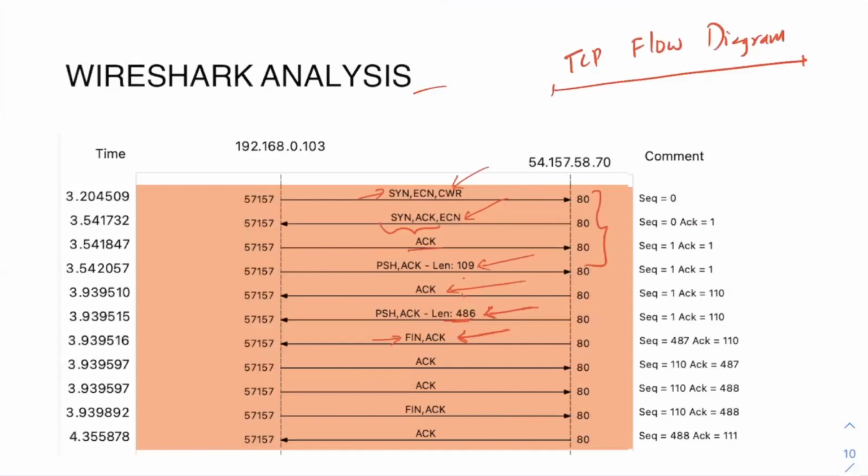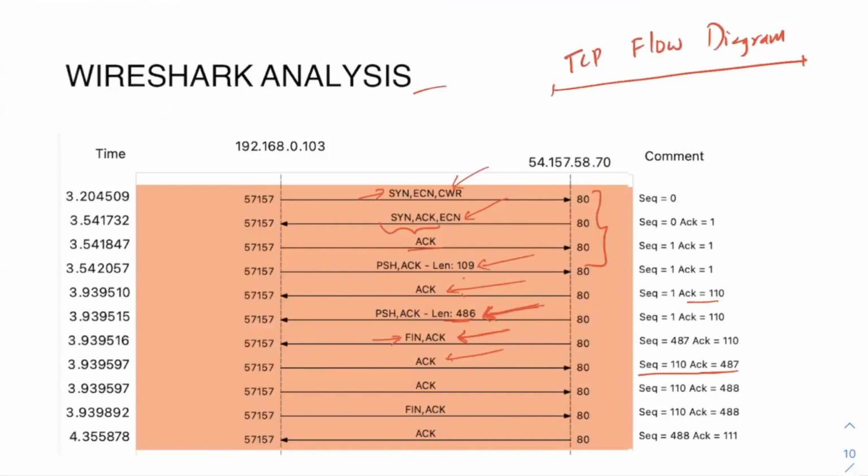Now in the next step, the client is acknowledging, but what is it acknowledging? Is it acknowledging the FIN request or the data it has received? If you look at the acknowledgement number, you will understand that it has increased. The acknowledgement number was 110, and it has increased to 487. That means it is basically acknowledging the data it has received. So it has received 486 bytes of data and it is acknowledging that.